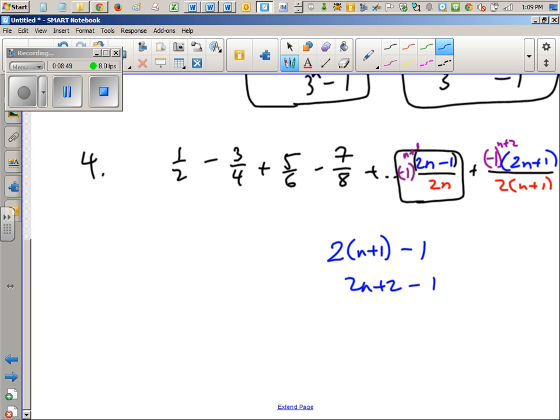So, for example, if you plug in 50, right? If you plug in 50, you get 100 minus 1 and 100 plus 1. Those are two consecutive odds, 99 and 101. Okay? All right. So that one was a little awkward. But there you have your n and your n plus first terms.